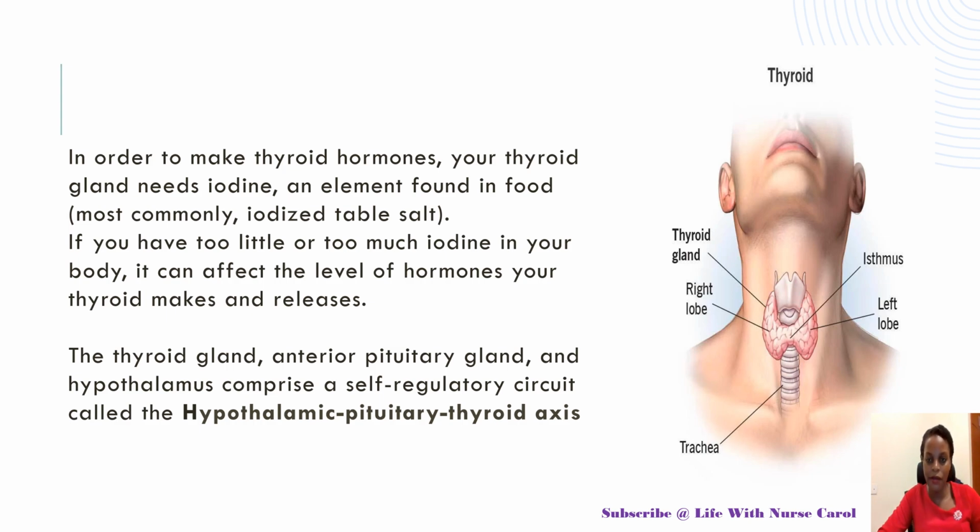On the right here, we see a diagram of the thyroid. This is your neck. We said it's located in the anterior part of your neck, and here it has both the left and the right lobe. It's located just above the trachea, on top of and in front of the trachea anatomically.